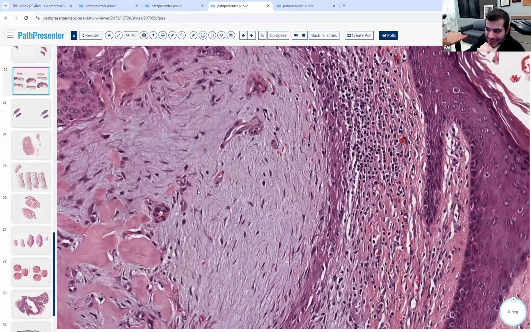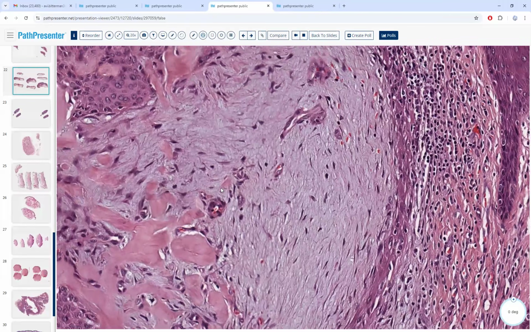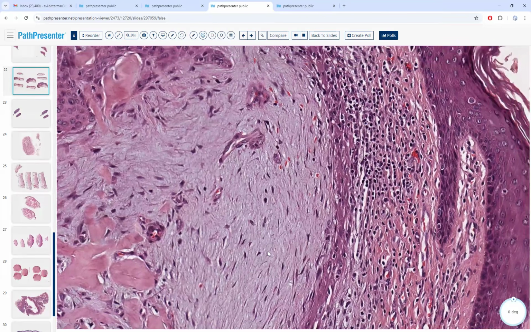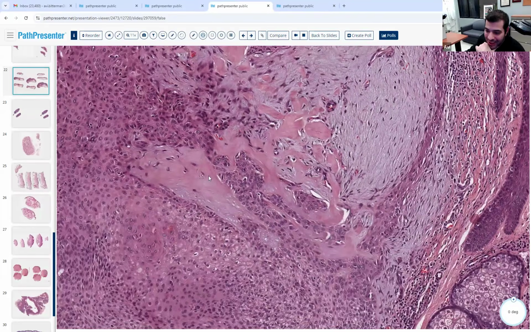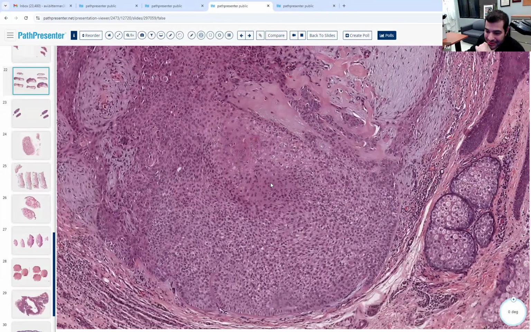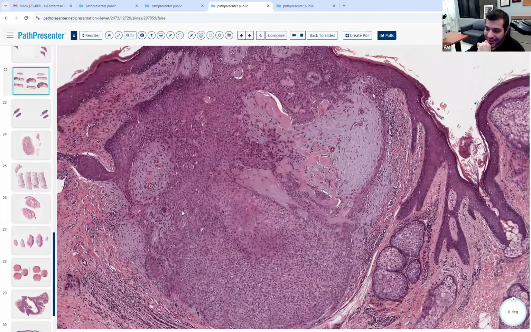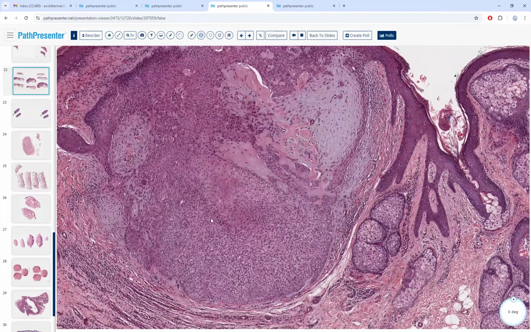What kind of material do you think this is? Do you see any chondroid differentiation? This is myxoid. It's myxoid stroma. This is an area of more myxoid stroma, and this area of more hyalinized stroma. But do you see any ductal structures like you could see in a mixed tumor? No, okay, probably not.